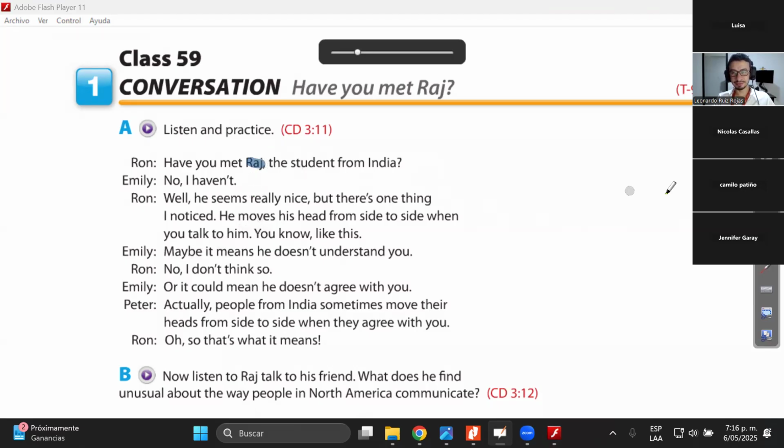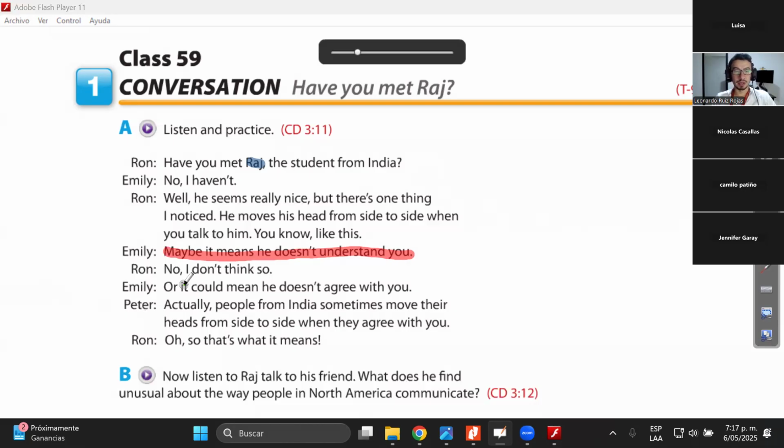The nearest to the signal is he doesn't understand. Yes, the woman says maybe it means that he doesn't understand, right? But the man says, no, I don't think that is the real meaning of the sign. So the woman makes another possibility, another hypothesis. What is the hypothesis? He doesn't agree with you.